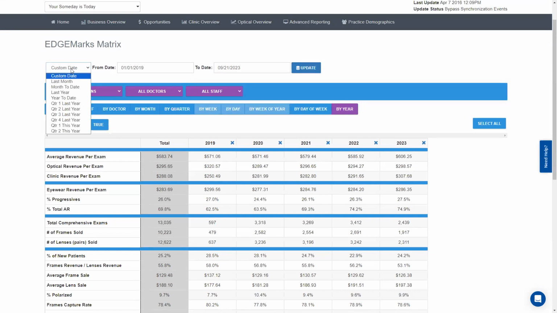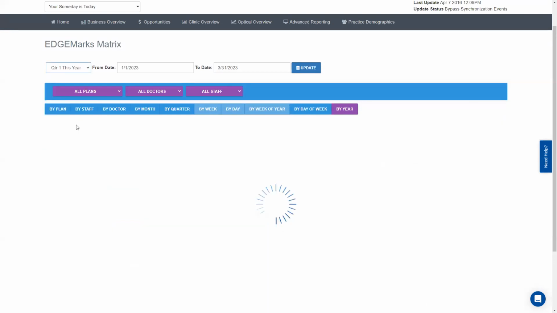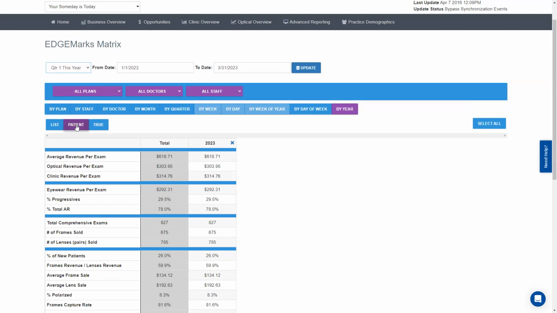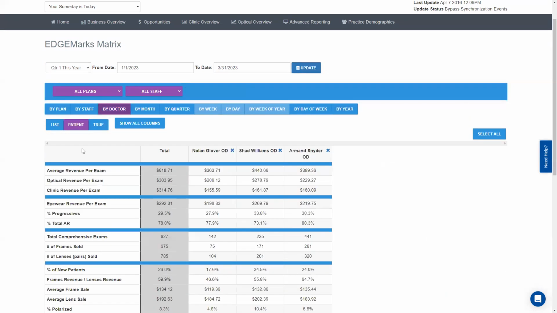Now, I'm going to come back to a smaller date range to kind of show you a few more things that we can do here on our sales EDGEMarks matrix page. One of the pages I like is by doctor, and we have that list, patient, and true. So let's talk about what list, patient, and true is. If I'm looking at my average revenue per exam, total is going to be the whole office. On average, based off all the exams that we do, how much revenue do we generate? When we're bringing it down to the doctor level, this would be our average revenue per doctor per exam, per routine eye exam is what we're talking about.